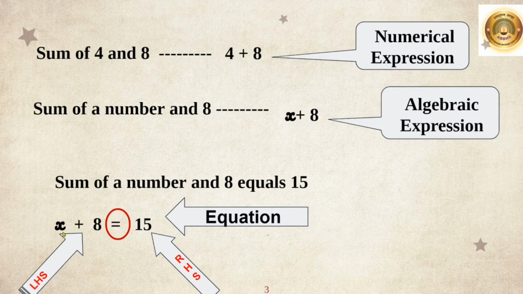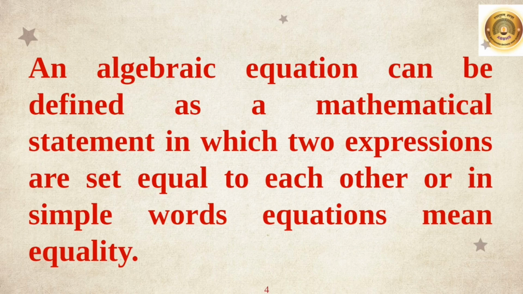So the equation has a variable whose value we have to find. It has some constants and some operators. The equal to sign divides the equation into LHS and RHS, or the left hand side and the right hand side. So an algebraic equation can be defined as a mathematical statement in which two expressions are set equal to each other, or in simple words, equation means equality.